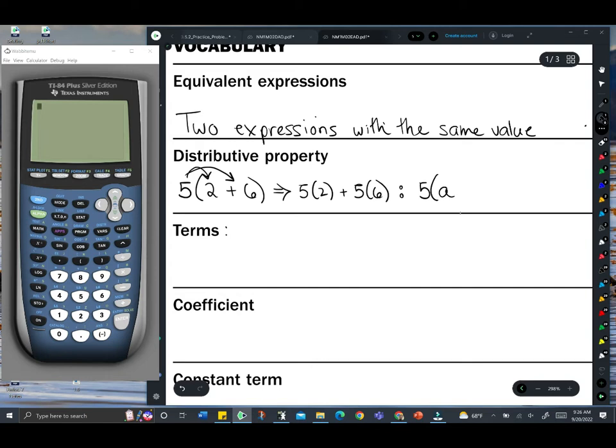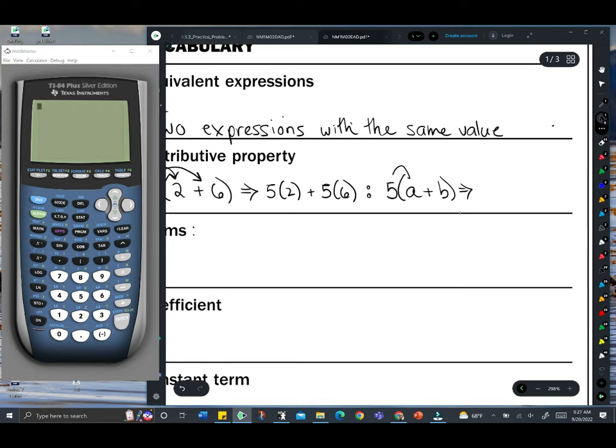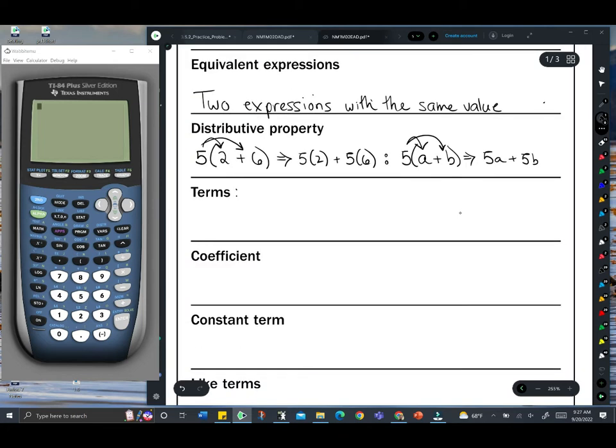It's also more evident with variables. If we take 5 times a variable expression, a plus b, what we come to find is that's the same thing as 5 times a and 5 times b. Okay, this is going to lead to something known as different terms, coefficients, and constants.